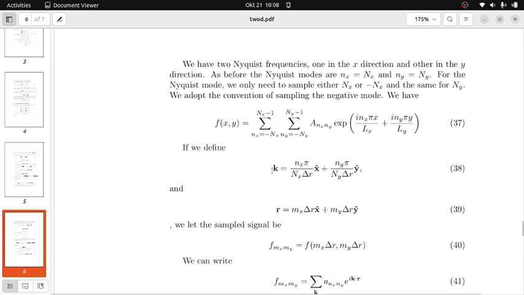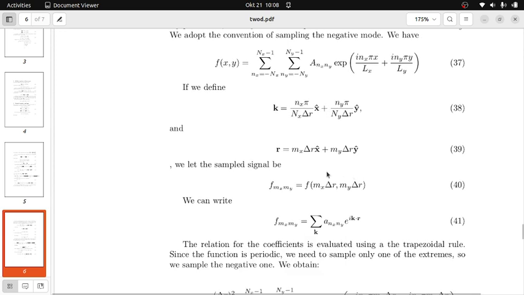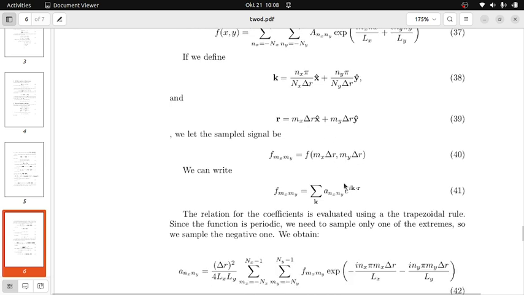And if we define the frequency vector as nx pi divided by large nx delta r, x component, same thing for y, and we take the position component equals mx, and with the sampled signal evaluated at this mx, then we can simply write that the function is the sum of all possible k vectors of these a components times e to the i, the scalar product of k dot r. So we see something analogous to the Fourier transform emerging here.